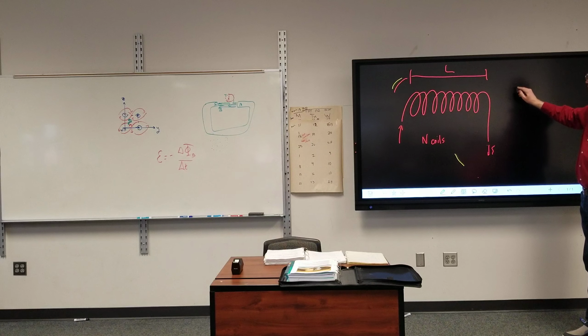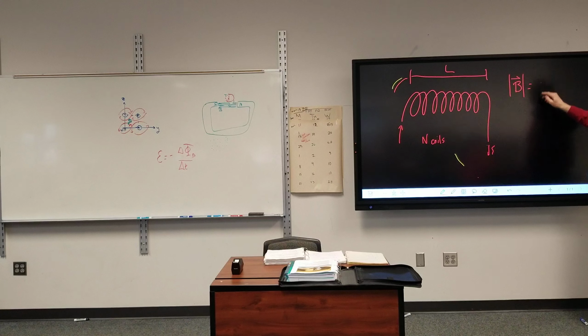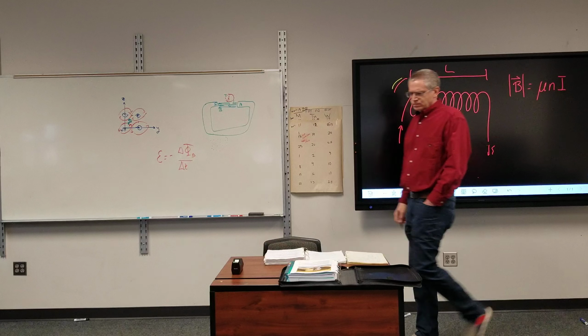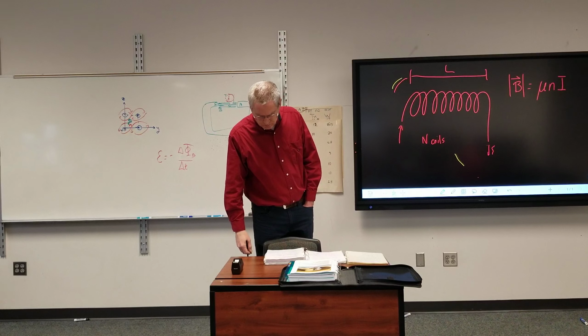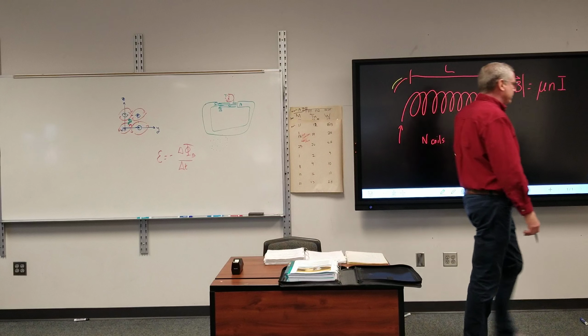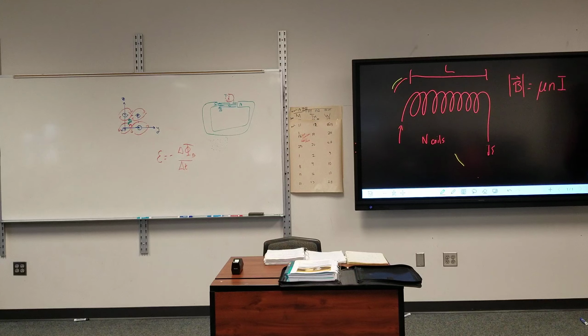Matter of fact, let's be more specific here. I know that the magnetic field strength is equal to mu n I. Double check that. Yep. And that's something that we derived when we introduced Ampere's law. The magnetic field is equal to the permeability times the coil density times the current. And this is for a solenoid. But my magnetic field would be constant.